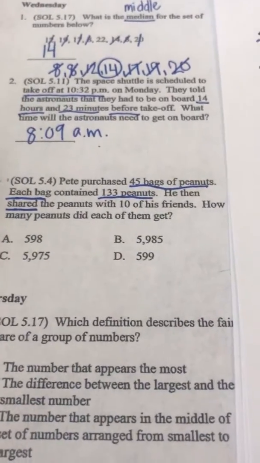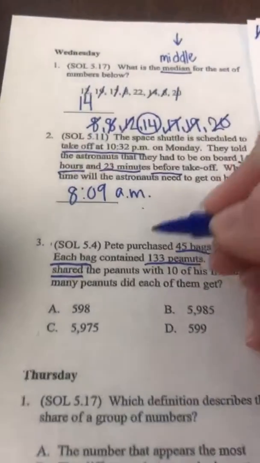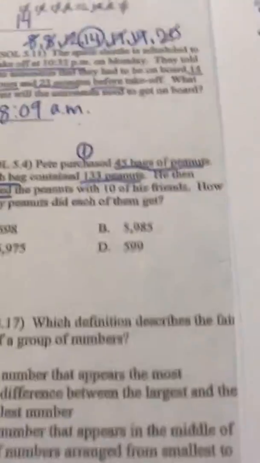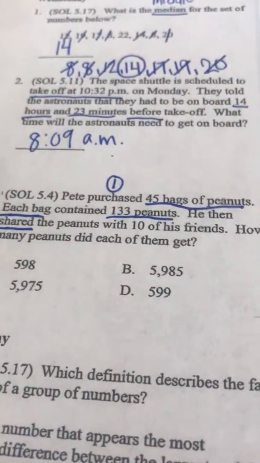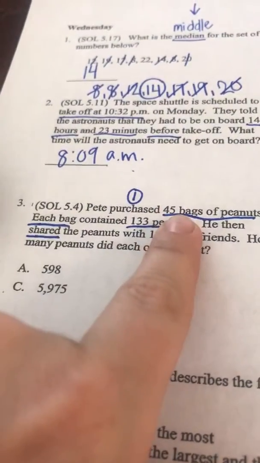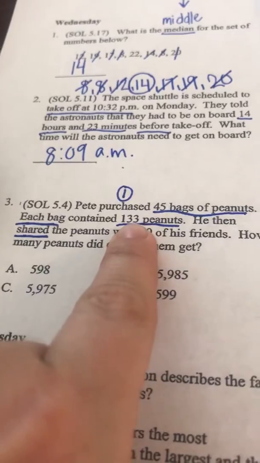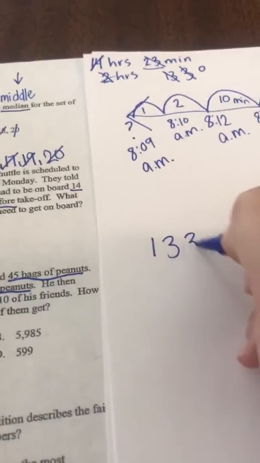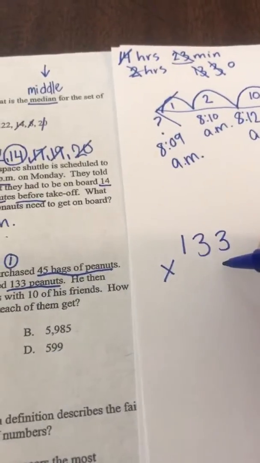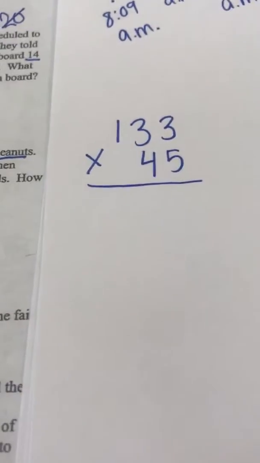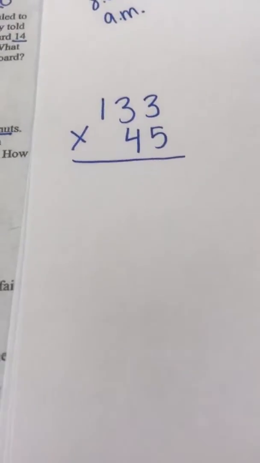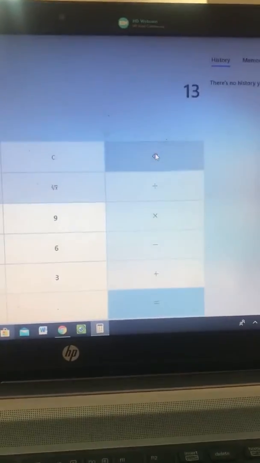So, to me, this is a 2-step problem. The first thing I need to figure out is that if he's sharing peanuts, how many peanuts are there in all? Now, in order to do this, I know that there are 45 bags and that there are 133 peanuts in each. So I can use multiplication. 133 peanuts in 45 bags should give me a total of peanuts all together. Now, since this is a word problem, I'm going to do my math on the calculator.